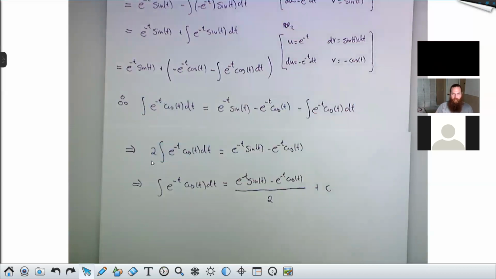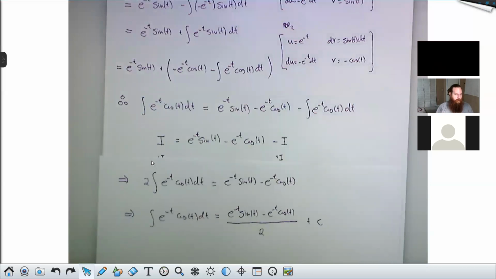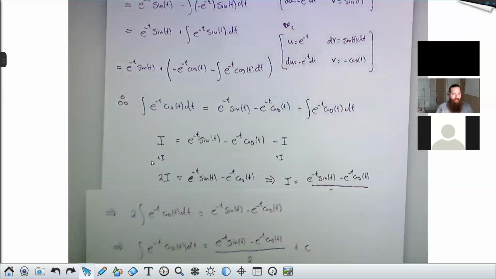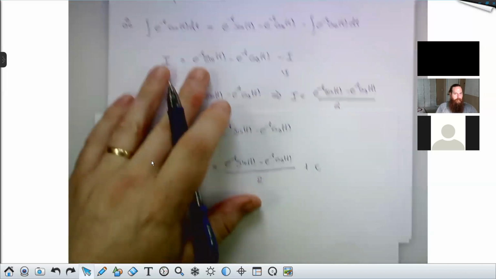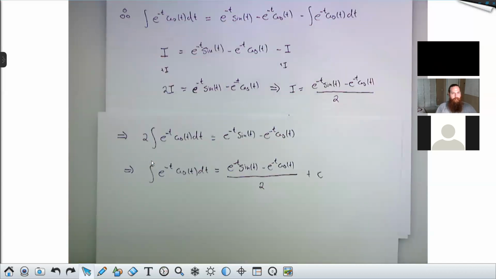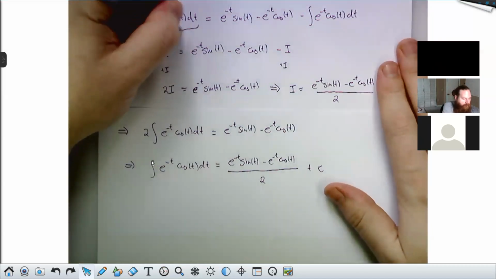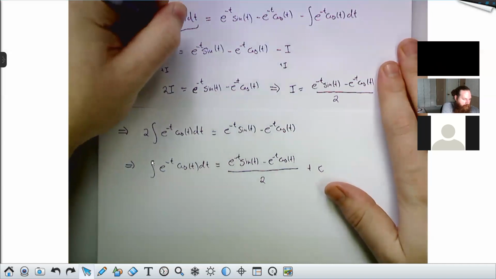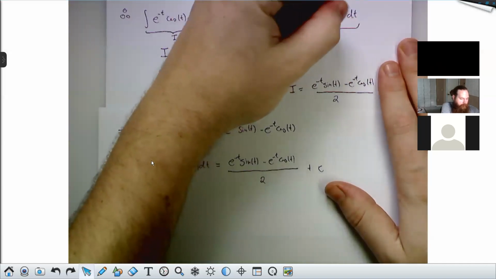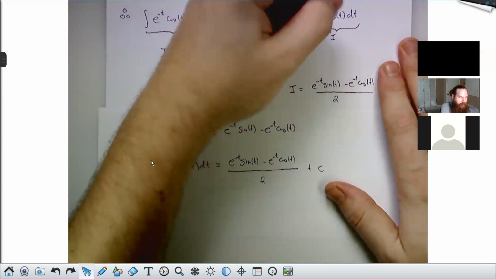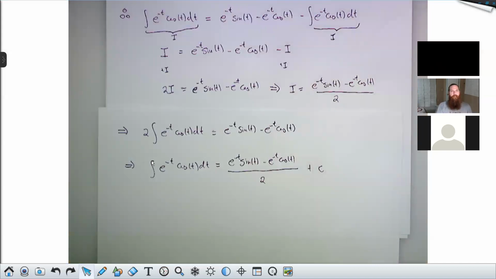But that step of abstracting by labeling the thing as I and then adding it over, for some reason, some people really like that. So I'm not going to tell you one way or the other is better. Either one is fine. Here we just label this as I. And you see that the things are the same.